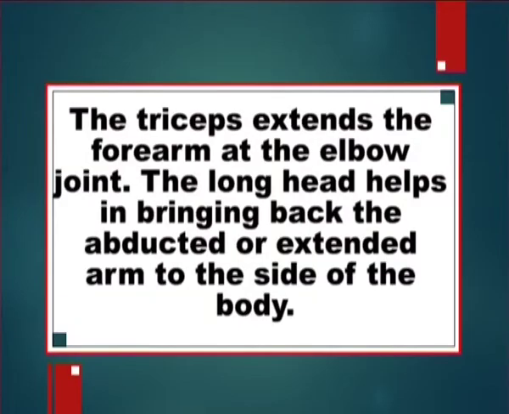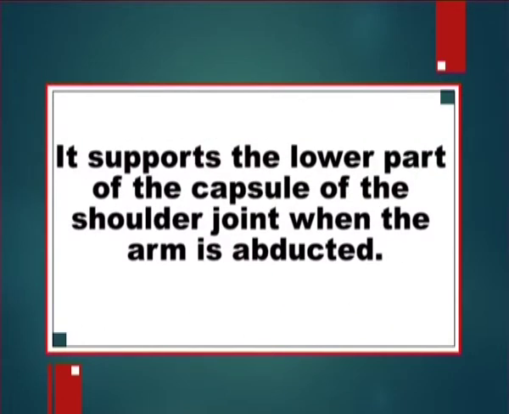Actions. The triceps extends the forearm at the elbow joint. The long head helps in bringing back the abducted or extended arm to the side of the body. It supports the lower part of the capsule of the shoulder joint when the arm is abducted.